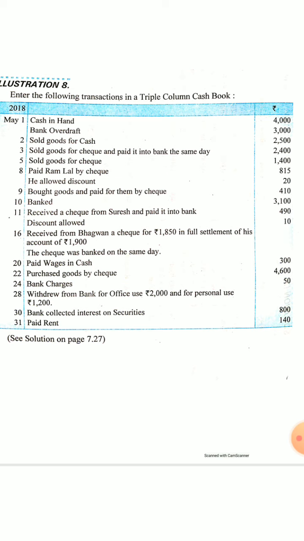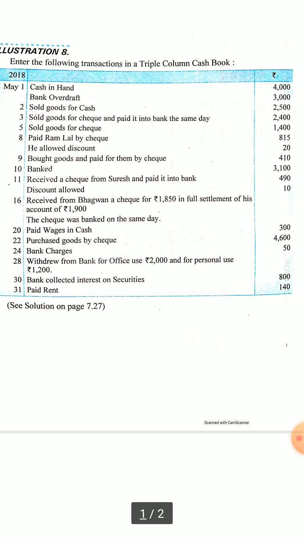Again, sold goods for cash, and sold goods for check and paid it into the bank same day. Sold goods for check, paid Ramlal by check, he allowed discount. Bought goods and paid for them by check. Bank means money was deposited into bank. Received a check from Suresh and paid it into the bank, discount allowed. Received from Bhagwan a check 1850 in full settlement of his account of 1900. The check was banked on the same day. Paid wages in cash, purchased goods by check, bank charges, withdrew from bank for office use 2000 and personal use 1200. Bank collected interest on securities, paid rent.